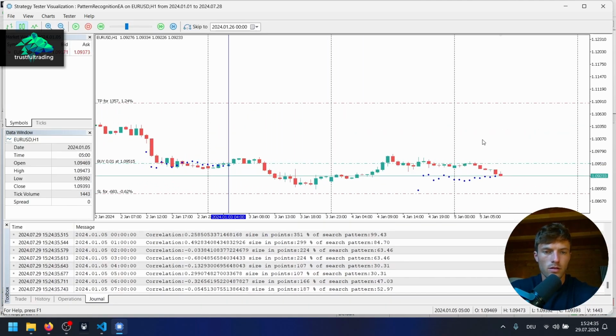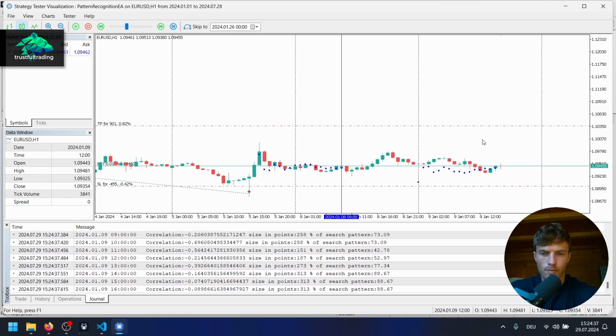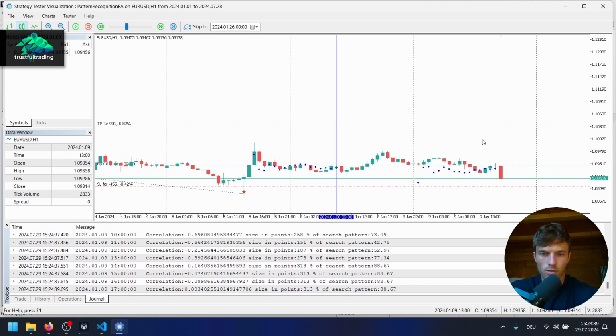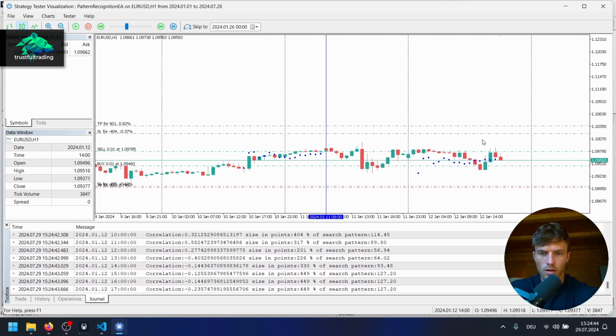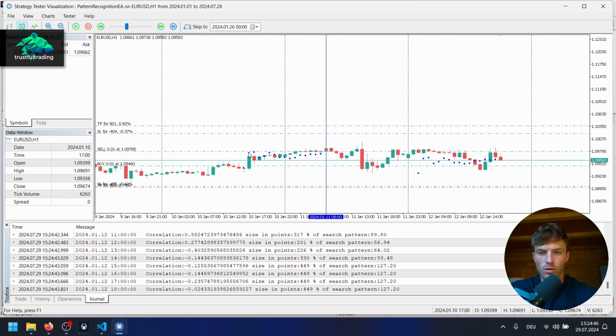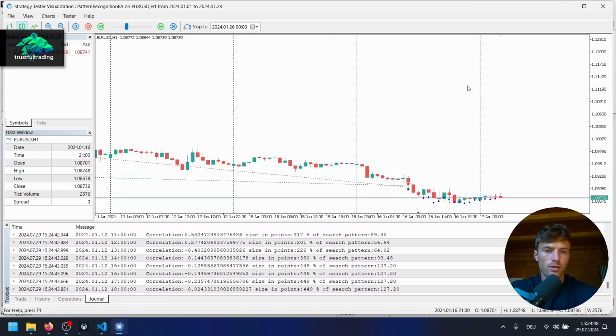And this here is also a reverse pattern, basically. And here we have a sell trade because it's the normal direction. Okay, so this is looking fine.